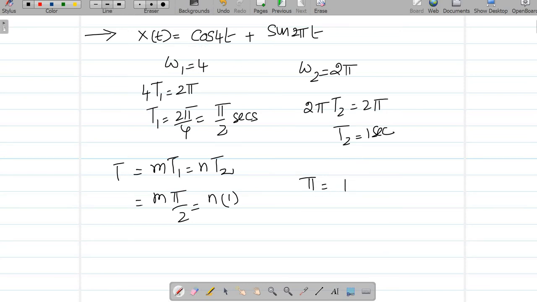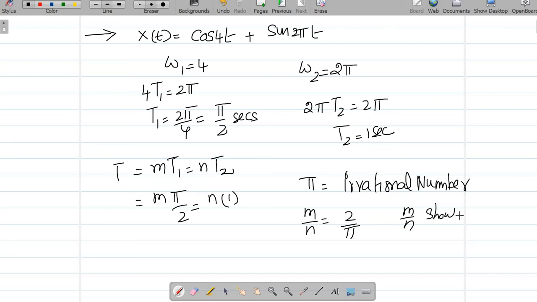So pi is an irrational number. So m by n is equal to 2 by pi. M by n should be a rational quantity in order for us to find the time period T.